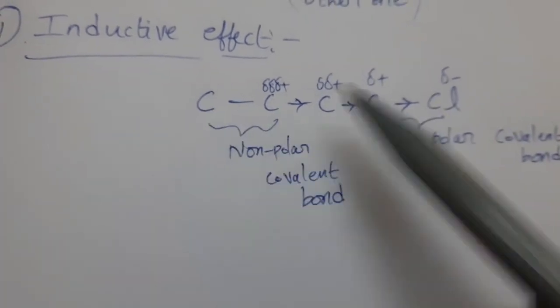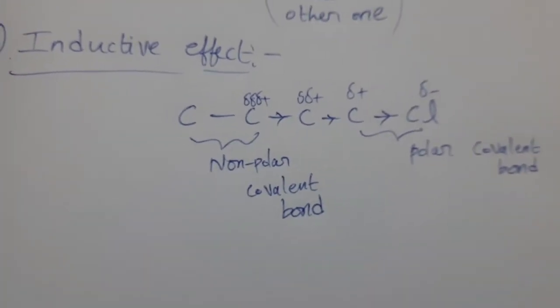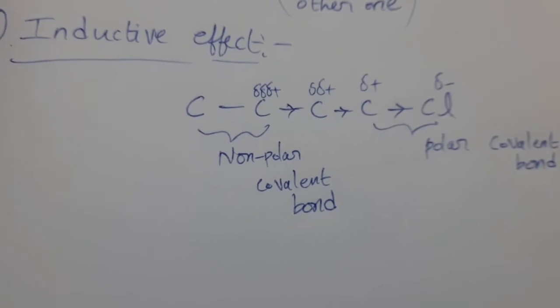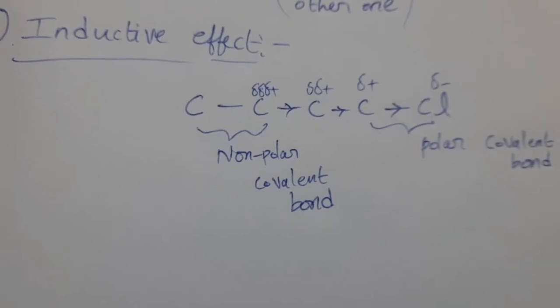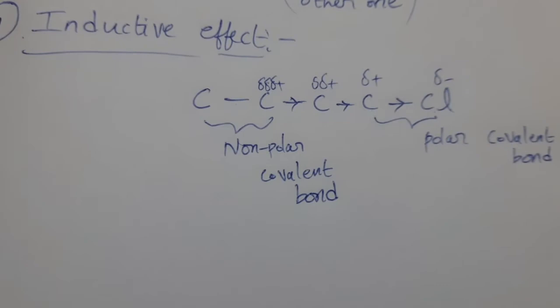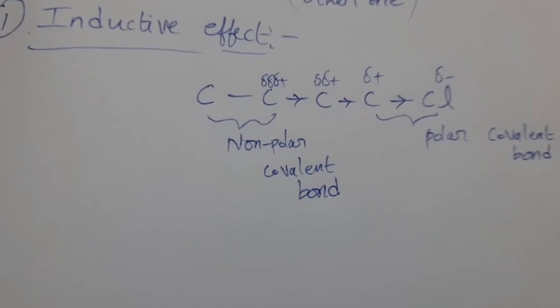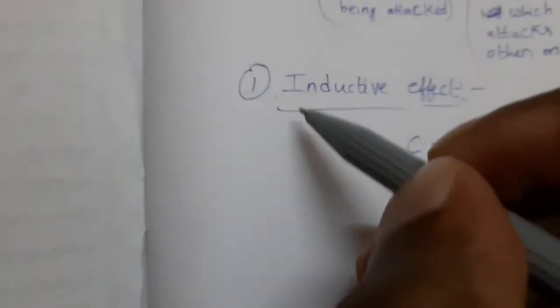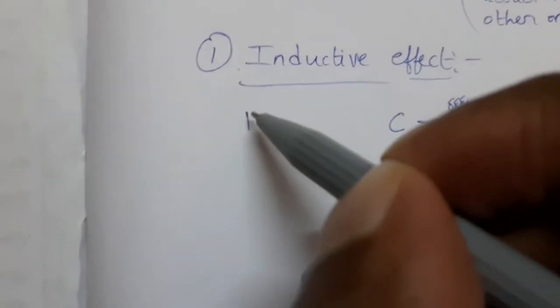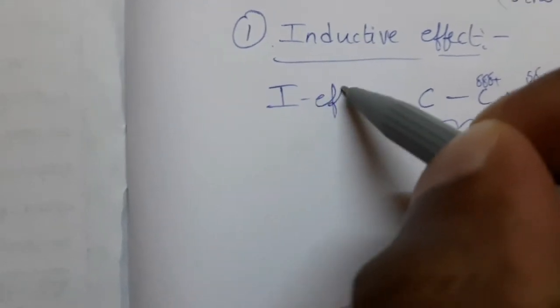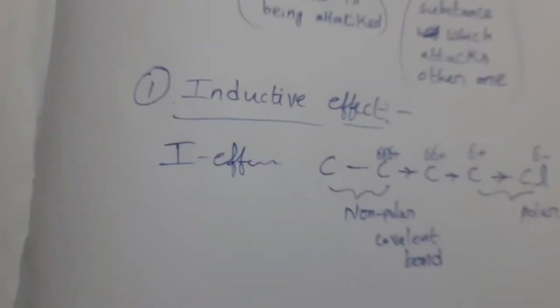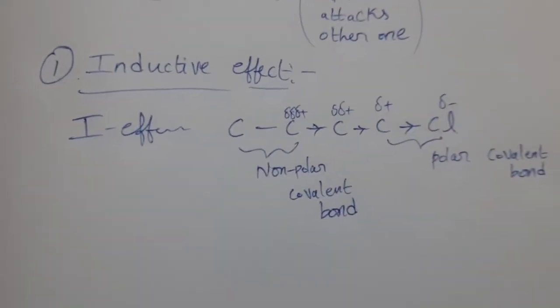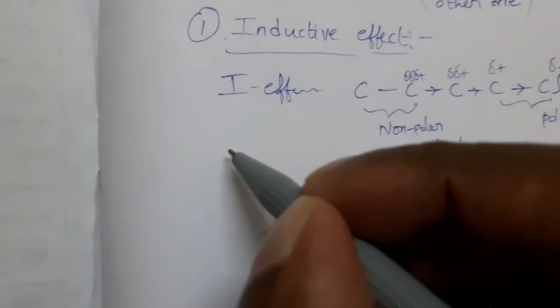So inductive effect means a permanent and partial displacement of sigma electrons due to electron releasing or electron withdrawing groups. This inductive effect is represented by the symbol I. Now, this inductive effect we cannot observe in the case of alkanes. What is meant by alkanes?